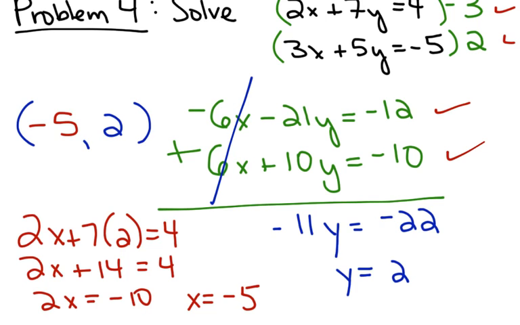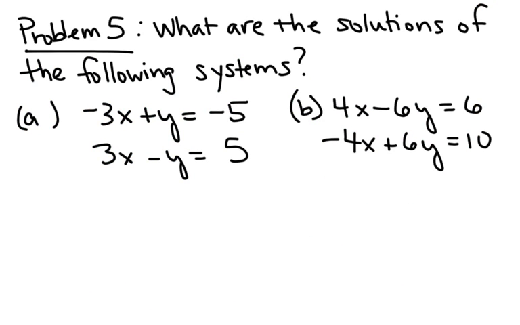Well, we learned back in section 3.1 when we solved systems using graphing that there were 3 things that could happen. We could graph 2 lines and the 2 lines intersect, in which case there was one solution. But if the lines were parallel, they would have no solution. And if the lines were the same equation, we said they had infinitely many solutions. How would I know algebraically that that's what's happening? Well, let's address that here in problem 5.